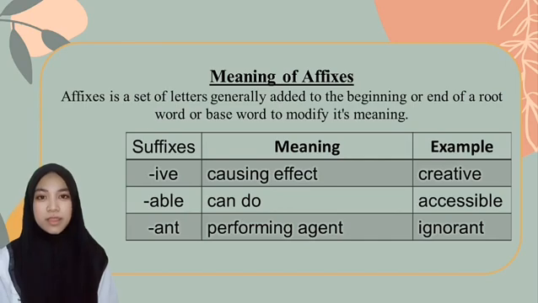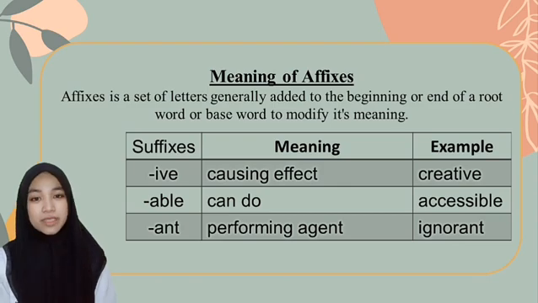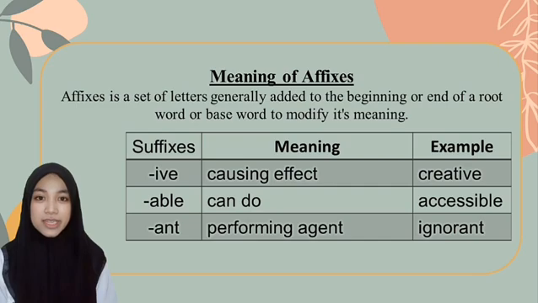Now I'm going to talk about things called affixes. One of the things that I love about the English language is how flexible its words can be. You can take little word parts and stick them together to make new words. If I read something once, I've read it. If I read it again, now I've reread it. We call them affixes. An affix is a set of letters generally added to the beginning or end of a root word or base word to modify its meaning. As you know now, a prefix occurs at the beginning of a word and a suffix at the end.